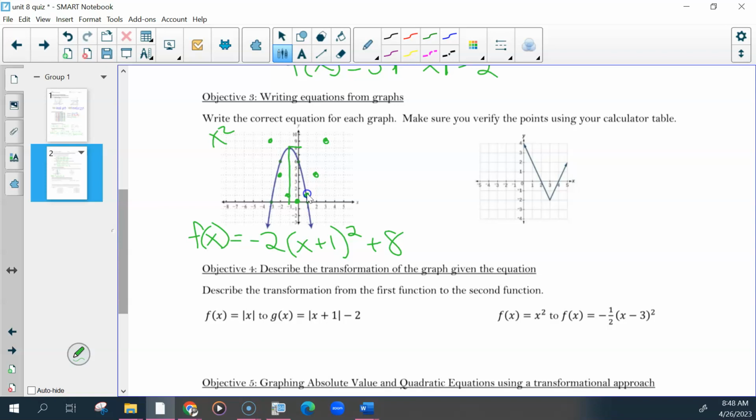So if the addition sign is in there, it goes to the left? Yes. It's always opposite. Other questions on that one?